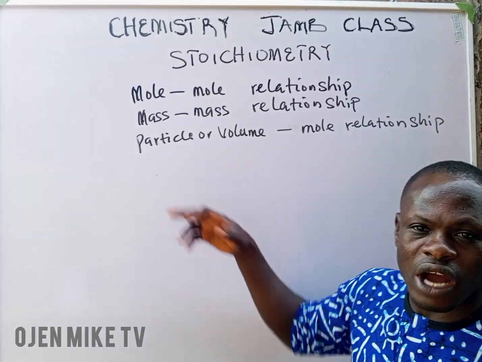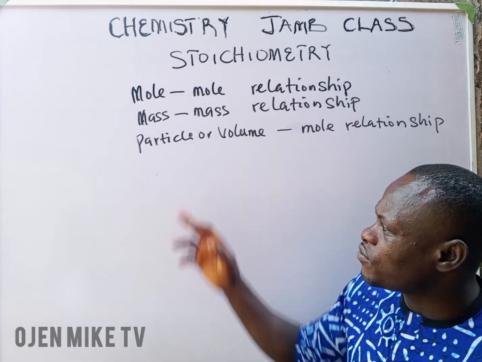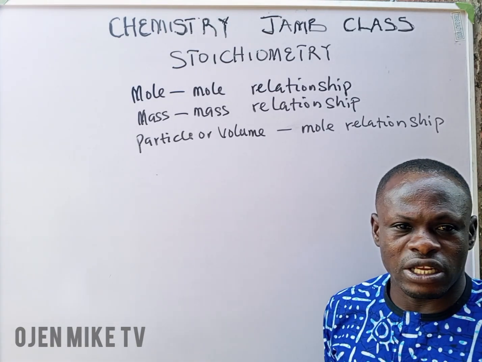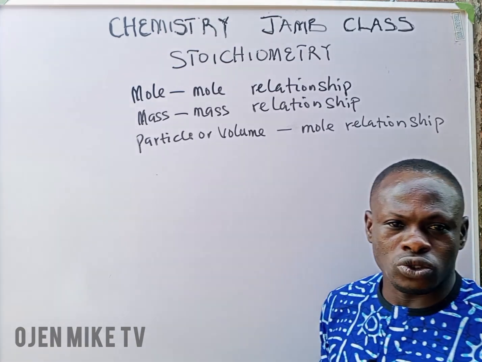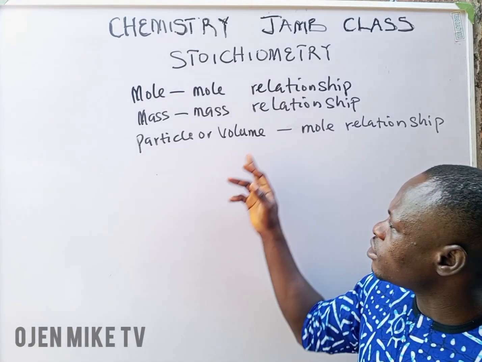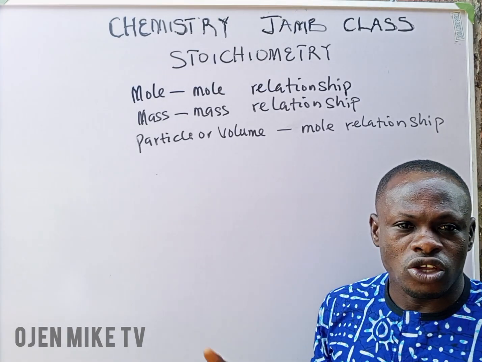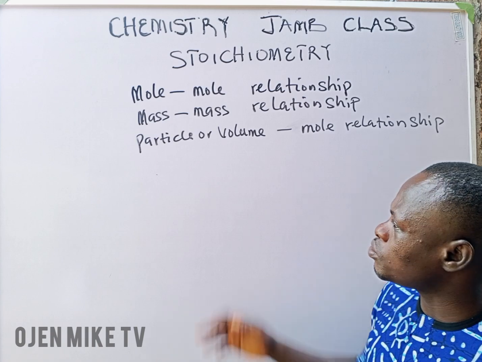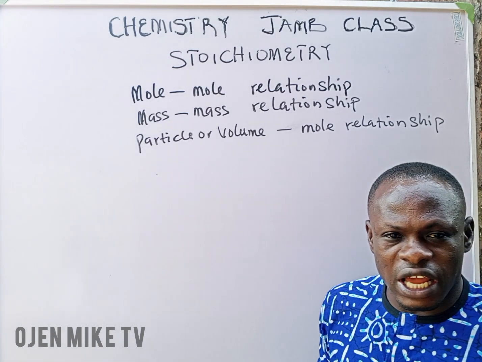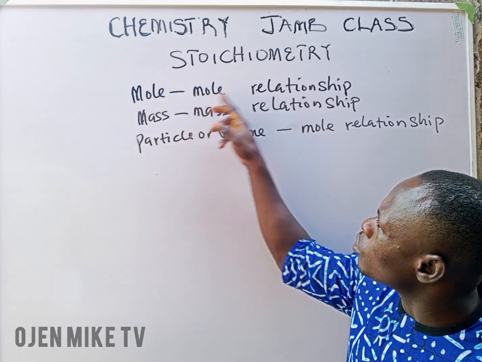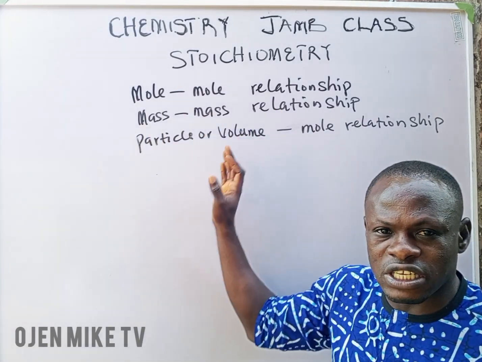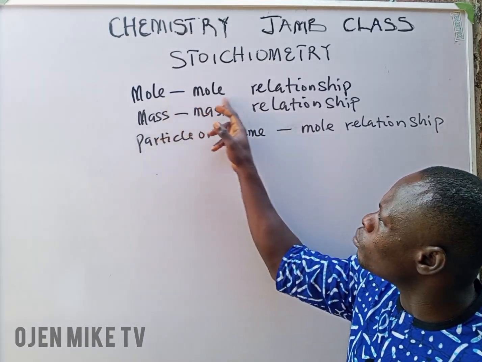This particle can be Avogadro's constant, which is normally 6.02 times 10 raised to power 23, and for volume, the volume of a gas at STP is normally 22.4 dm cubed. We are going to look at that, but in this class we are going to look at the mole relationship, because the whole of this is centered on the mole relationship.